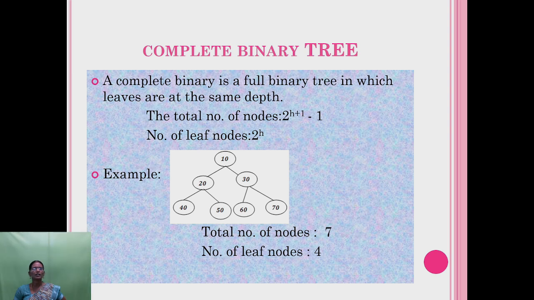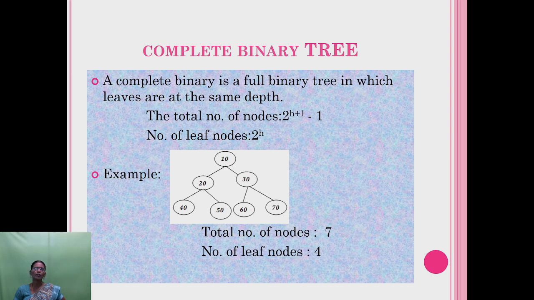For example, 2 raised to 2, because the height of the tree is 2. 10 is at the 0th level, that means 0th height. Then 20 and 30 are at the first height, and 40, 50, 60, 70 are at the second height. So the number of leaves is 2 raised to h, which is 2 raised to 2, that's 4. 4 leaves can be present: 40, 50, 60, 70. These are the 4 leaf nodes.